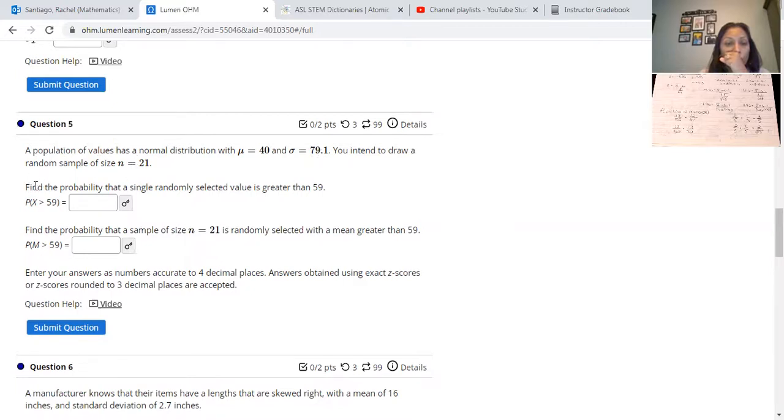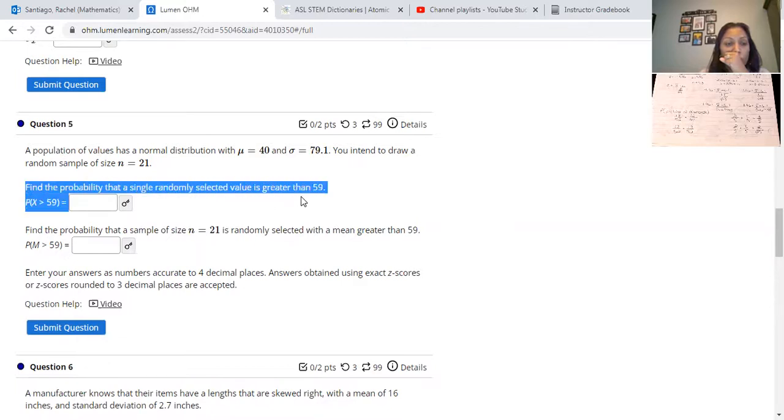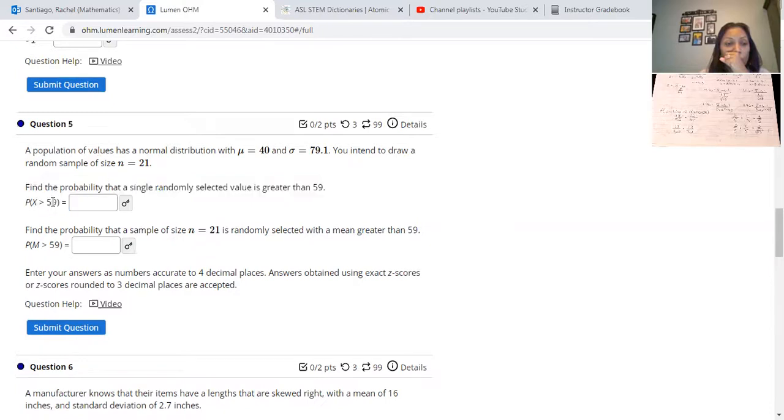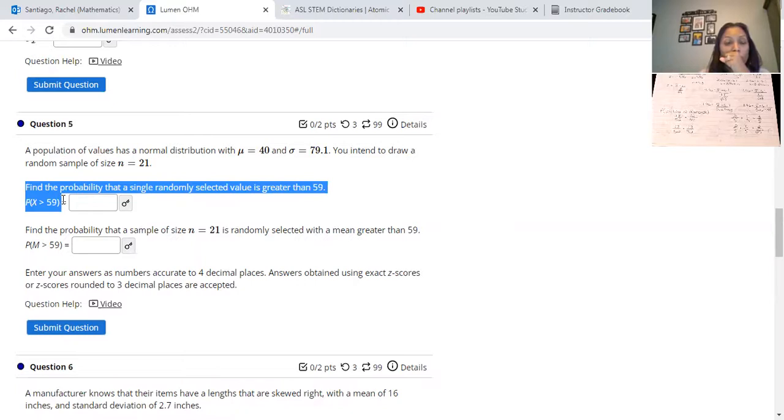The first one says, find the probability that a single randomly selected value is greater than 59. So Emma, are you going to use the central limit theorem z-score or the traditional z-score formula? Is it the traditional? Yes, good. So for this first part, x is 59. So you're going to calculate the z-score when x is 59, and you know the mean, you know the standard deviation. So you're going to use that to find the probability.